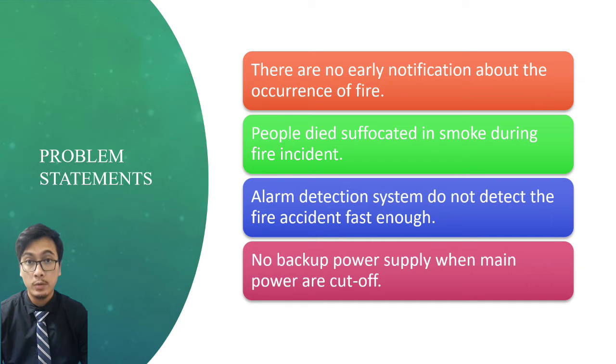From the research background, we have come up with a few problem statements that focus on our research study. First problem is there is no early notification about the occurrence of the fire. Second, people died suffocated in smoke during the fire incident. Third, alarm detection systems do not detect the fire incident fast enough. Fourth, there is no backup power supply when the main power is cut off.